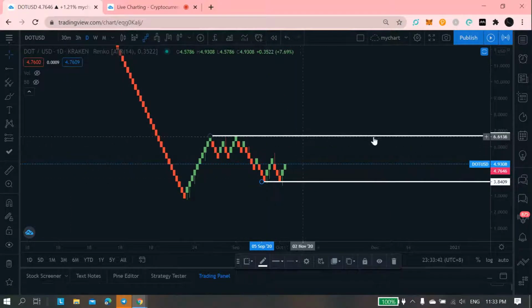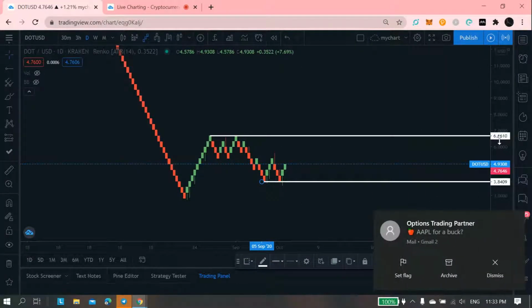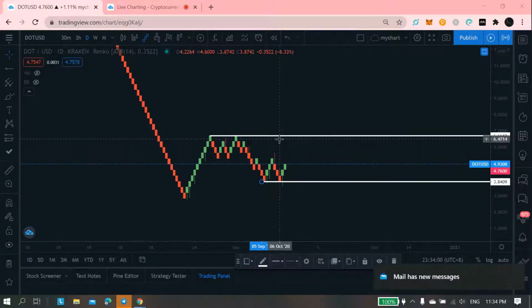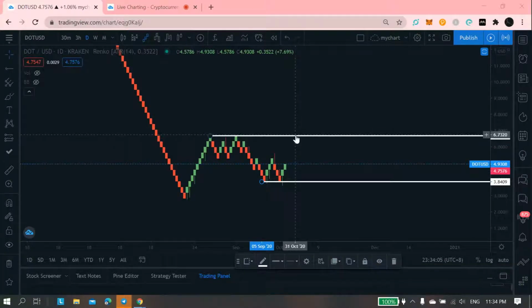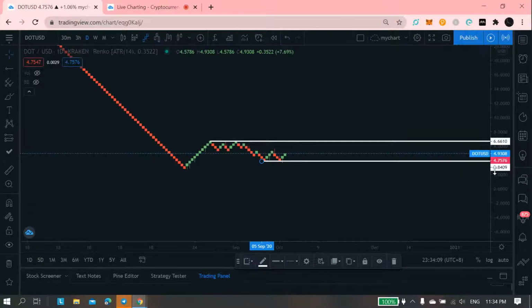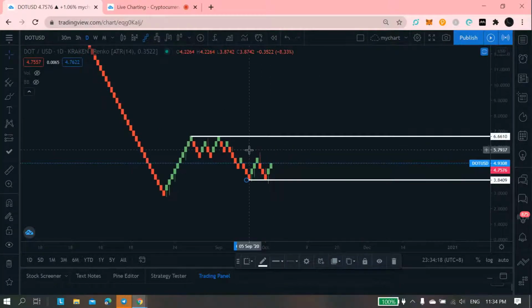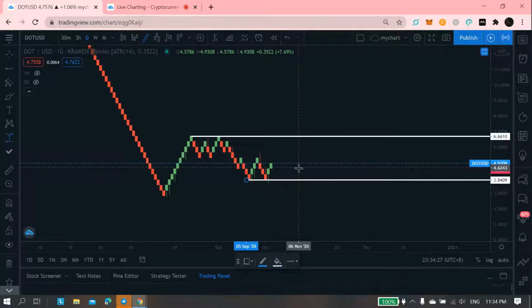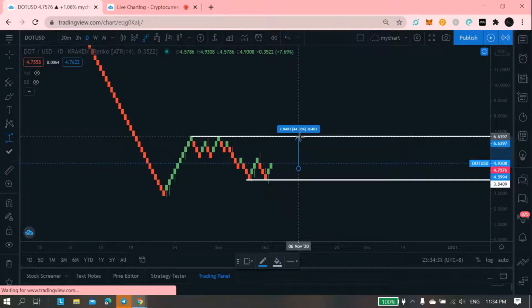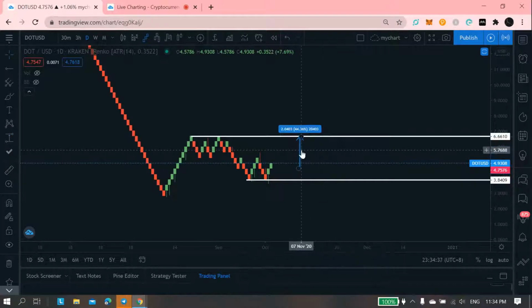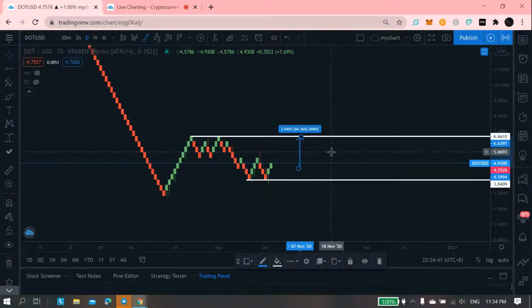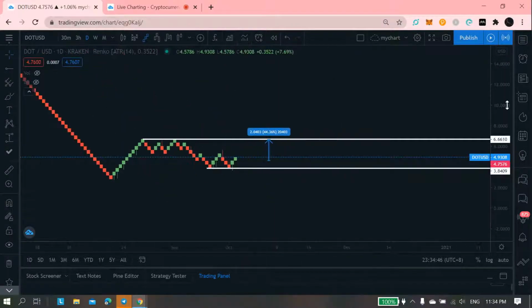I'll just wait for it to retest the previous resistance of around 6.66. That's my target. But if it breaks this area, of course, I will not sell. I will wait for a possible pullback or a bearish Renko before I sell. Nice. Since I bought around this area with this as a possible TP1, or take profit 1, that's a possible gain of around 44.36%. So let's see how it goes for Polkadot.